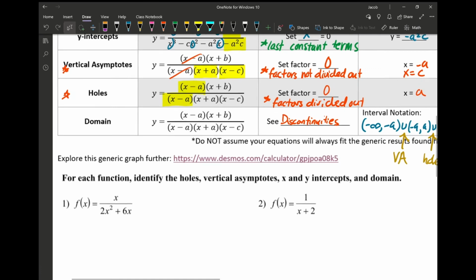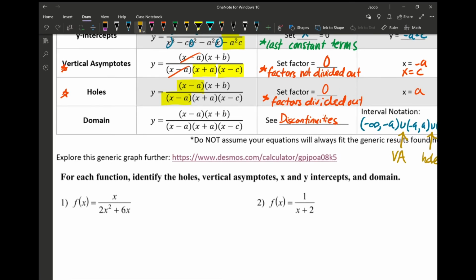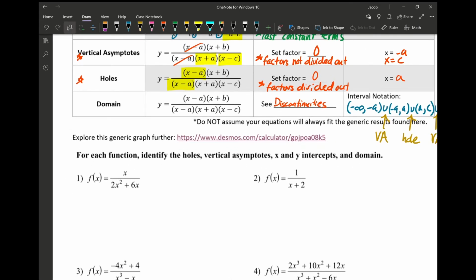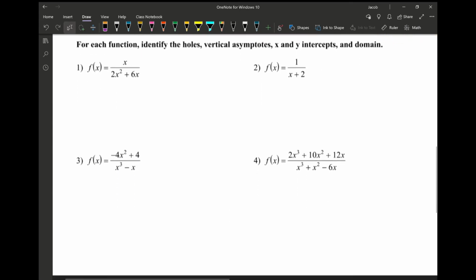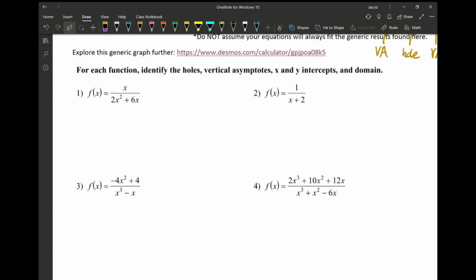Now if you'd like to look more at this graph, I'm going to leave this in PDF form, and you should be able to click on this Desmos link and it'll take you to some discovery questions about that. So what we're going to do is find those 5 things for each of these rational functions. I'm going to factor them and determine those 5 things, and if I were you, I would pause, factor them, and then maybe follow along as we go through the 5 things we've discovered from each.